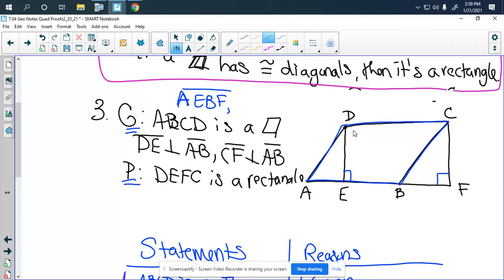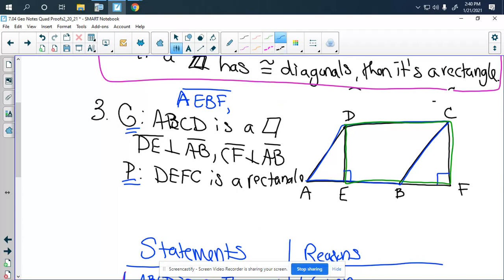So DEFC, I want to be a rectangle. So if I can first get this to be a parallelogram, then looking at my picture, I already see that I have a right angle right here. So if I can get DEFC to be a parallelogram, I can get it to have one right angle, which means it's a rectangle. So now let's figure out how to get it to be a parallelogram first. So we haven't used our given yet that ABCD is a parallelogram. So that's the blue shape here.